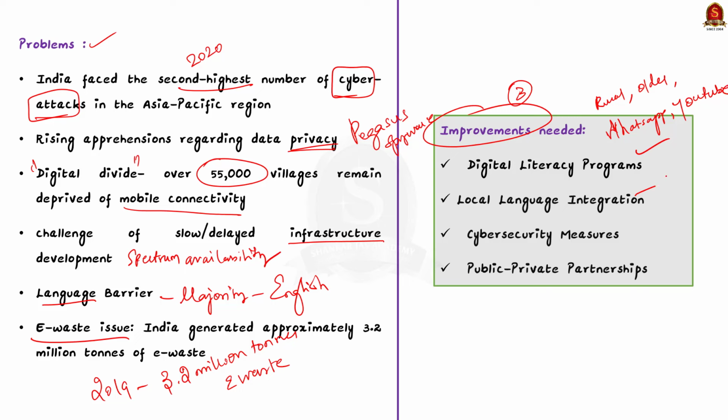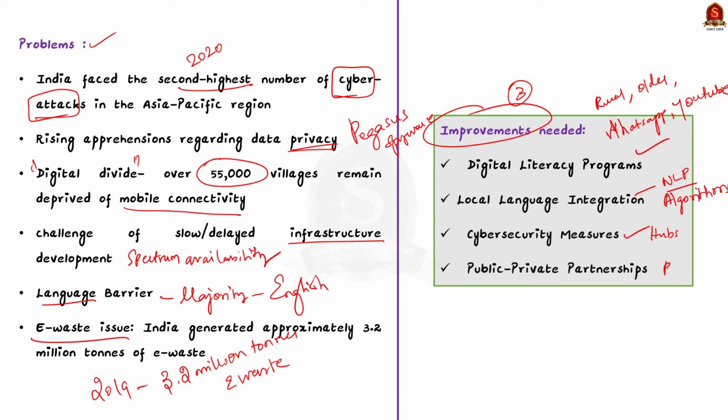By employing advanced natural language processing (NLP) algorithms, digital interfaces can be transformed to understand and respond in multiple Indian languages, making them more user-friendly for a broader audience. Next is cybersecurity measures. Establishing regional cybersecurity hubs that can focus on localized digital threats and provide real-time solutions is crucial. These hubs can also serve as training centers for cyber professionals.